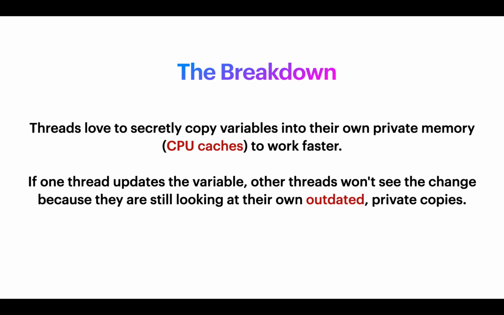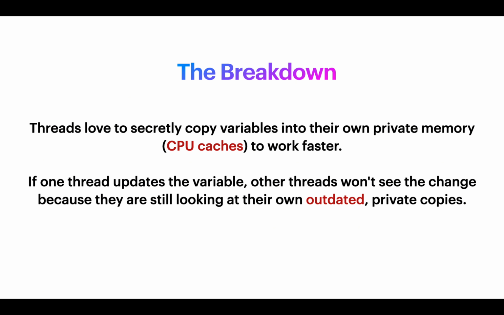If one thread updates the variable, the other thread won't see the change because it is still looking at its own outdated private copy. That means, let's say there are two threads running in parallel, and one thread updates the value of a variable, but at the same time some other thread is using that variable. The other thread will keep looking at the old, cached value, and the update done by the previous thread will not work.